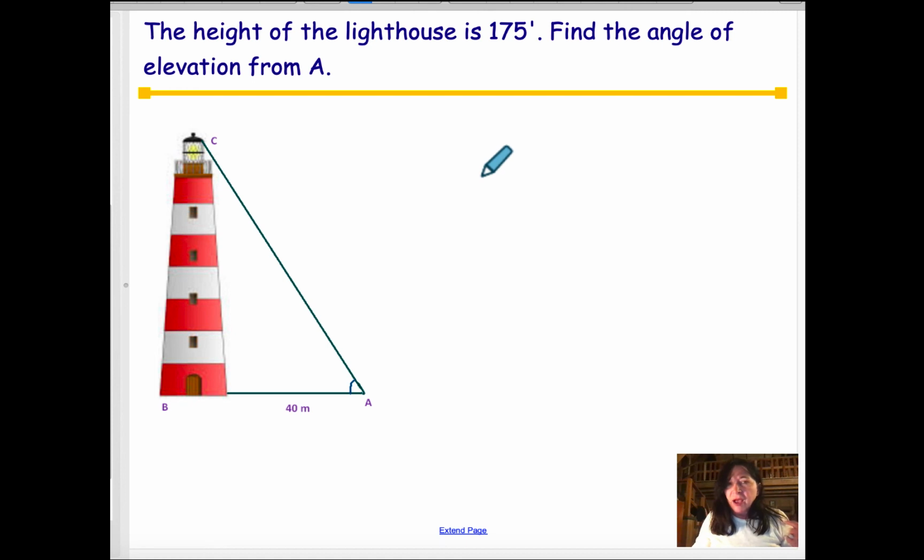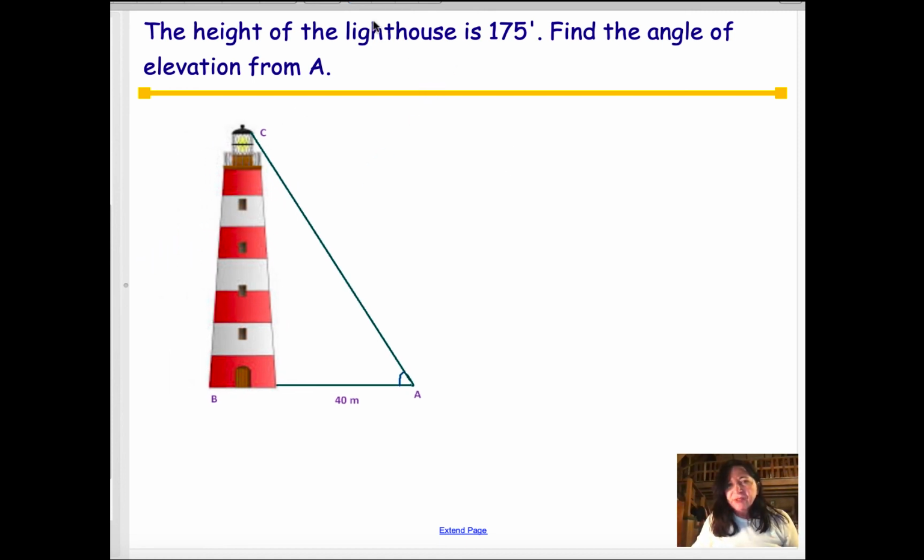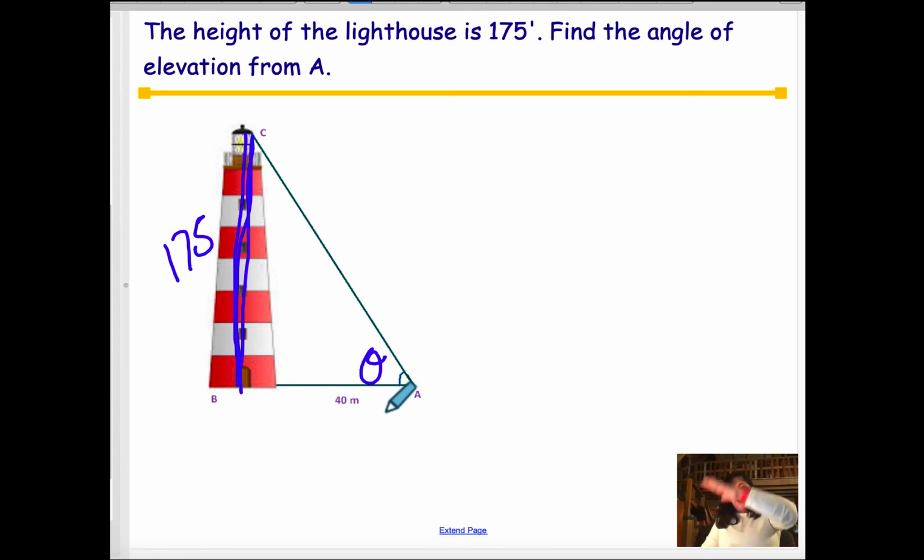The height of the lighthouse is 175 feet. That means that straight up, not on the side, but straight up, is 175 feet. Find the angle of elevation. They want this value, because remember, angle of elevation is from up. They also gave me this. I don't know if you can see that. I'm going to write it bigger.